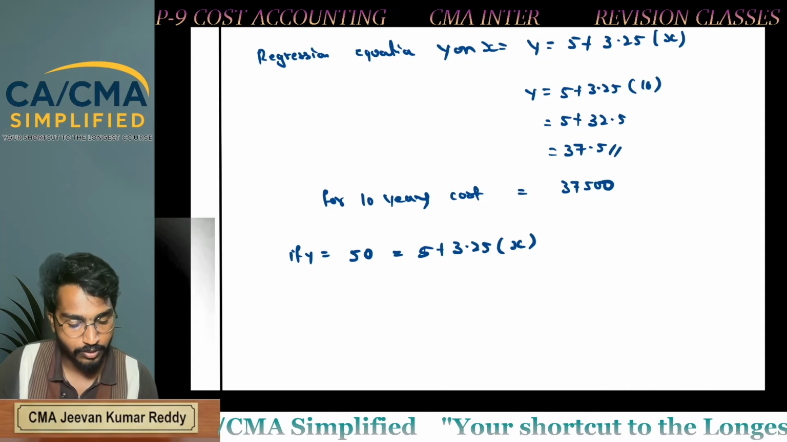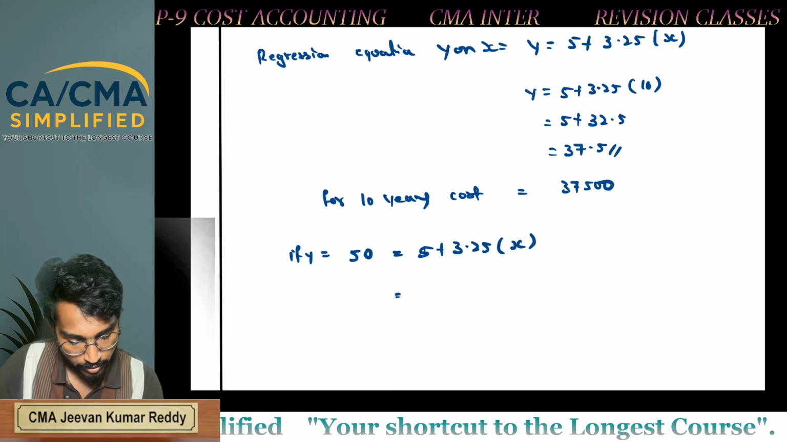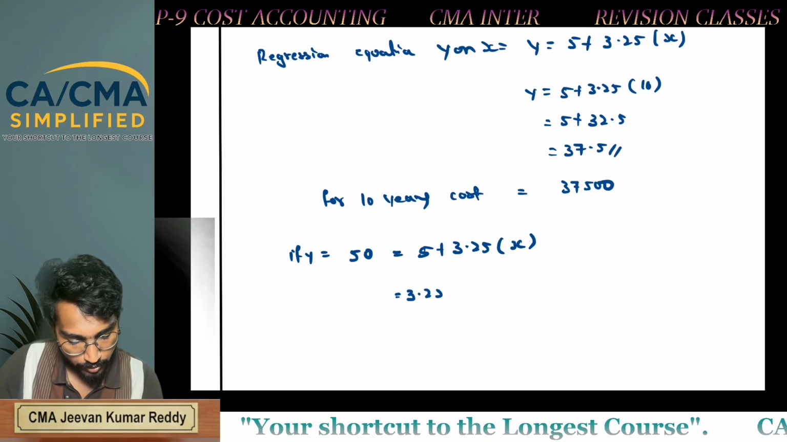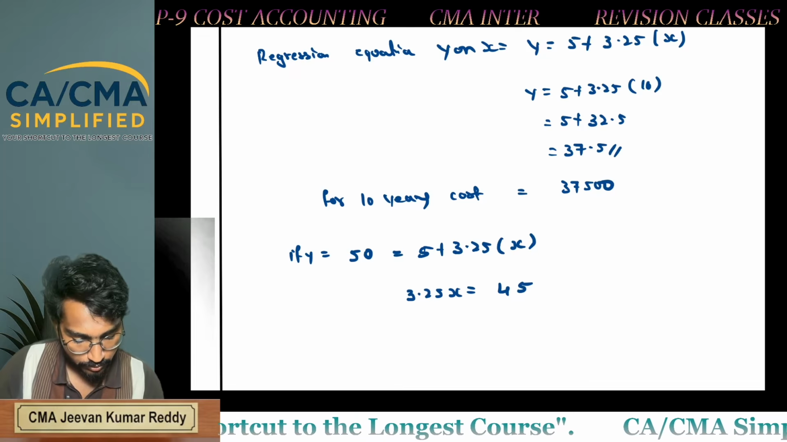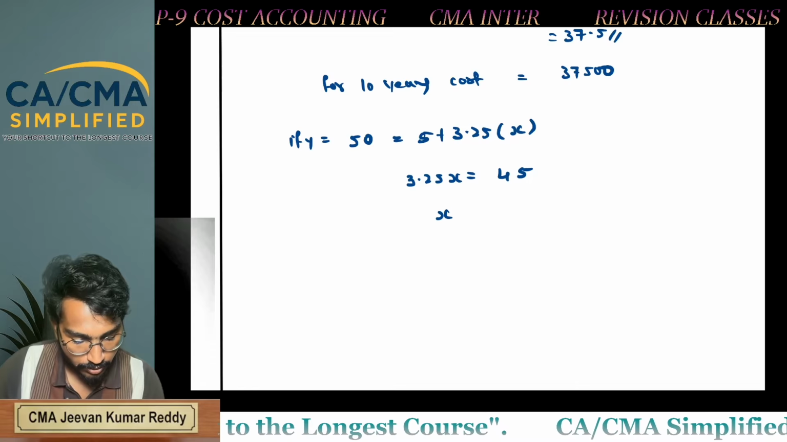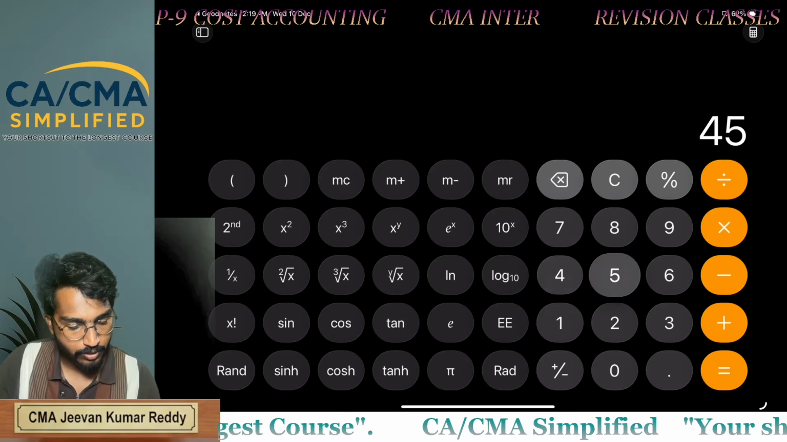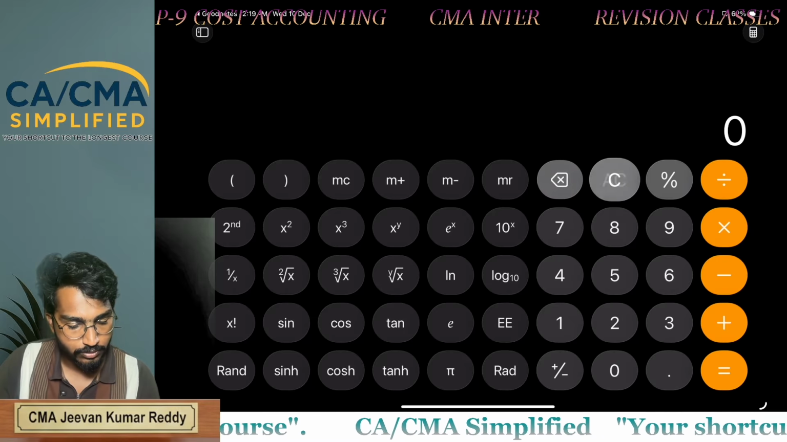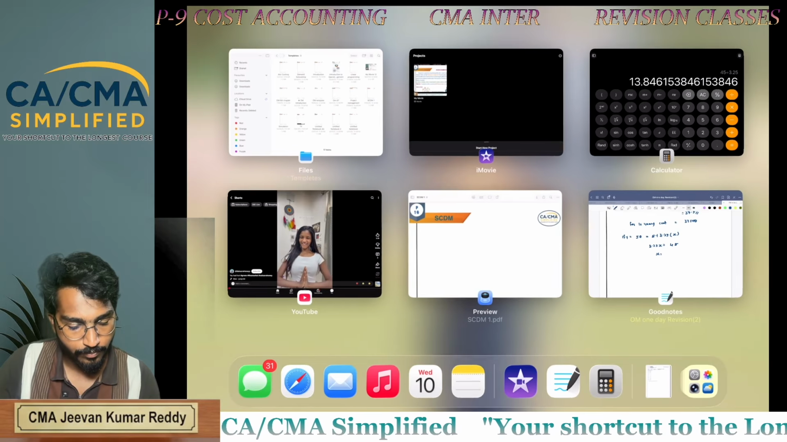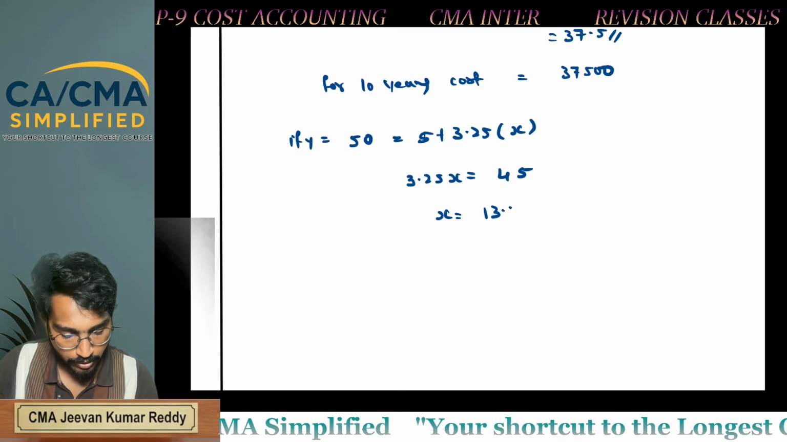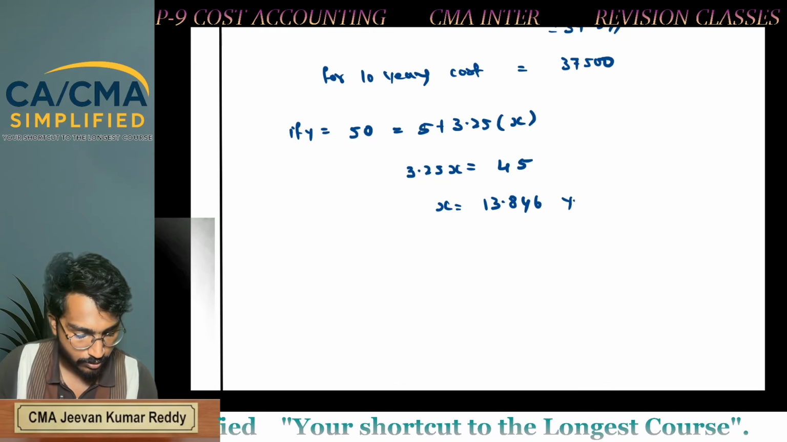You don't know the x value, now you need to find x. 50 is equal to 5 plus 3.25x, so 3.25x is equal to 45. x is equal to 45 divided by 3.25, that is 13.846 years.